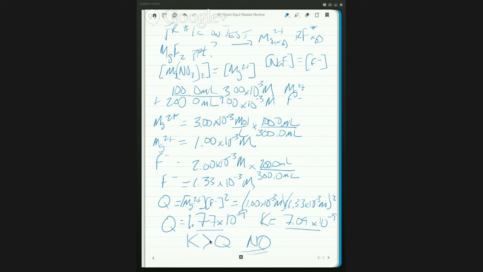Your justification can't be, oh, because the alligator points to the right. But what you can say is that in a situation like this, where the Q is less than the K, that means the concentration of the products is actually smaller than it would be at equilibrium, okay? And in order to get back to equilibrium, it's going to have to favor the product side.